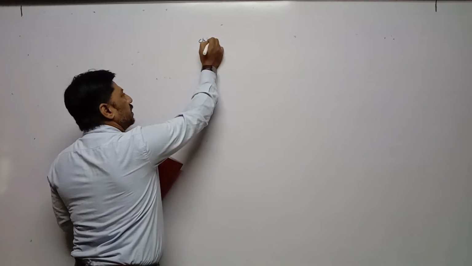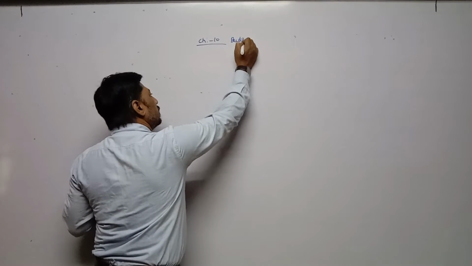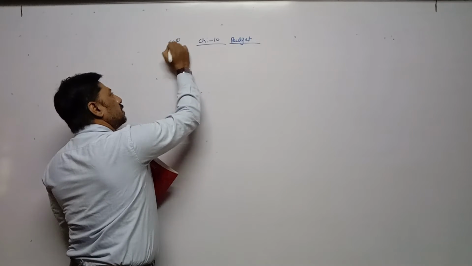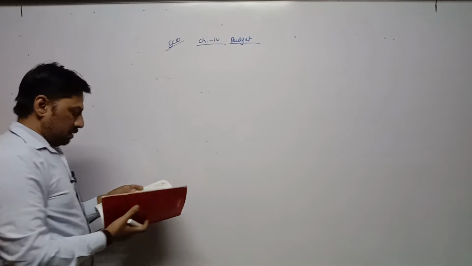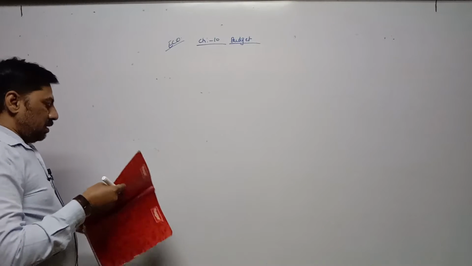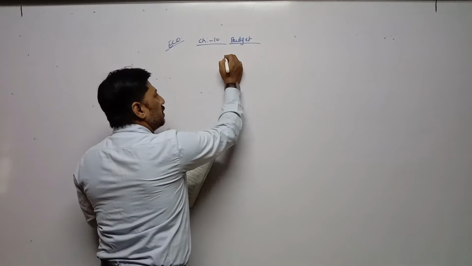This is chapter number 10, budget, subject economics. Now in this chapter only two topics are left. Today we are going to start one topic, accounts of budget.